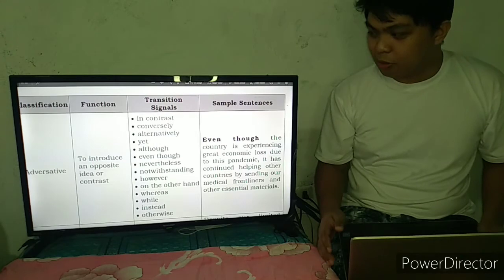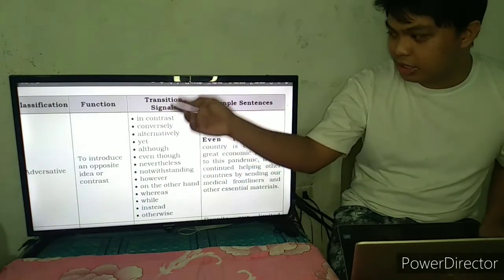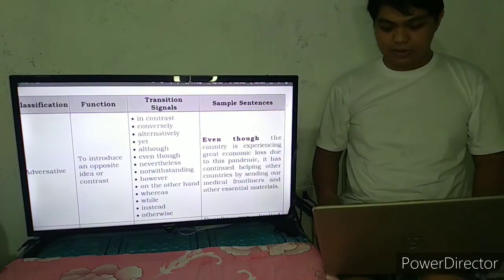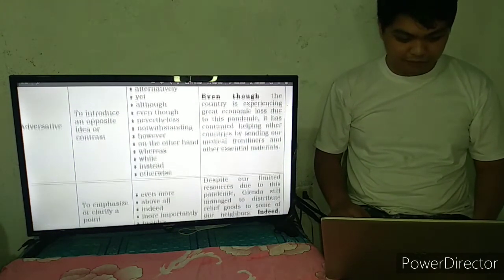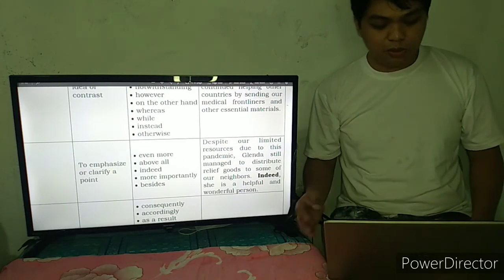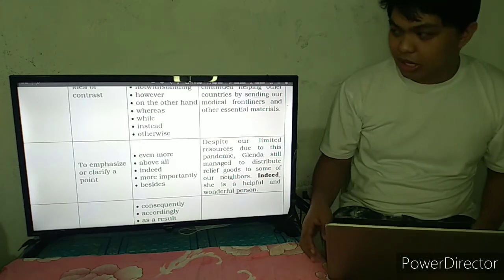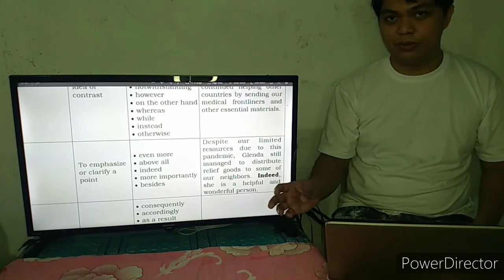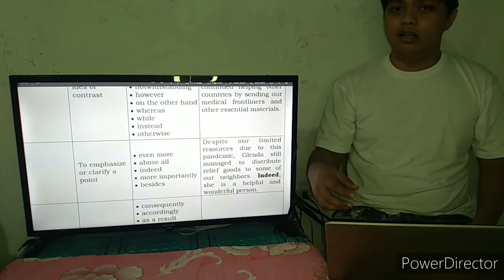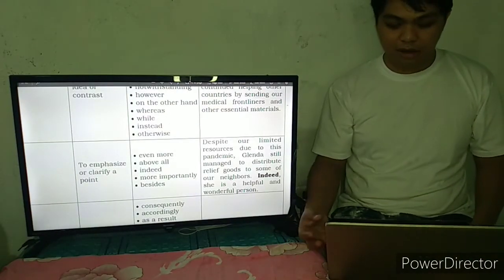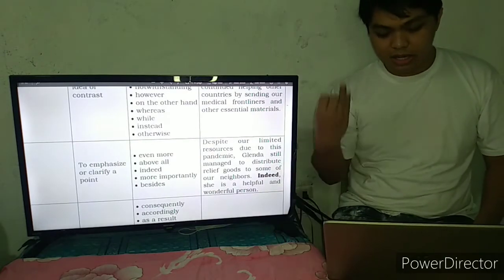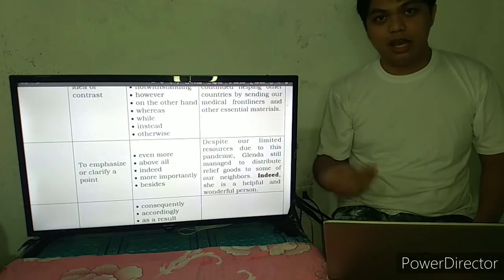So, ang ginagamit nating words is even though. So, ang transition signals na even though ay under ng adversative. So, yun ang malalaman natin. Under pa rin ng adversative is to emphasize, to clarify a point. Okay. Kanina nakita natin yung even though. Okay? Kahit na, sa Tagalog, kahit na nahihirapan ka. So, dito naman sa to emphasize, clarify a point, ito naman yung even more, above all, indeed, more importantly, and besides.